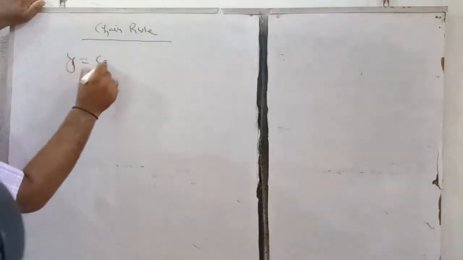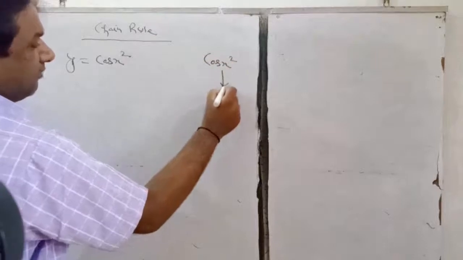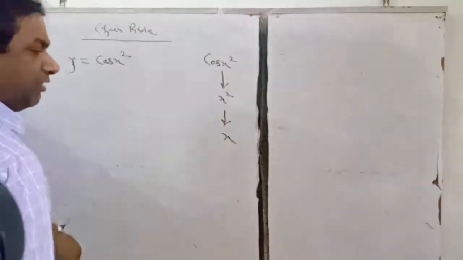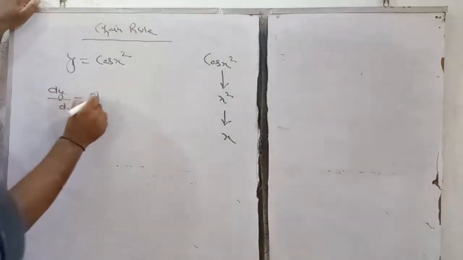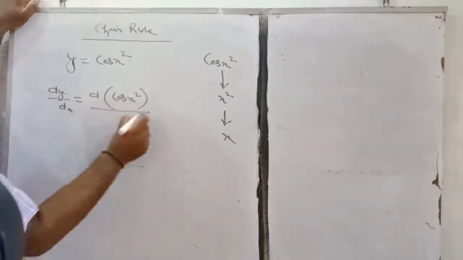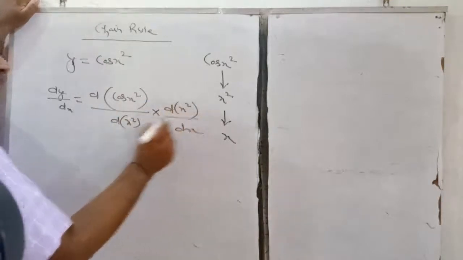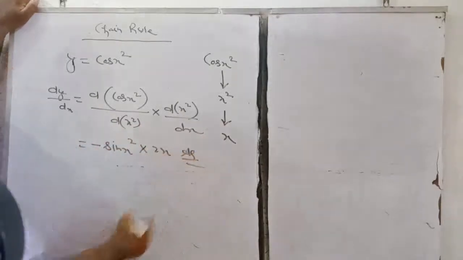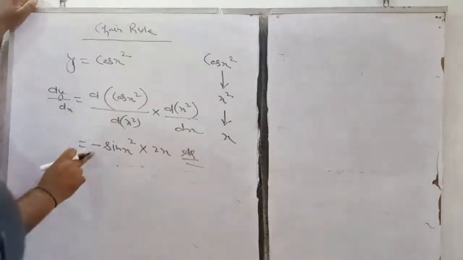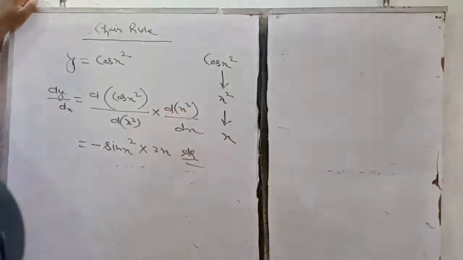we want to differentiate cos x square. What is happening here? Cos x square depends upon x square, which depends upon x. So how can you write here? dy by dx is equal to d of cos x square over d of x square, into d of x square upon dx, or minus sin x square into 2x. Answer. Because differentiation of cos is minus sin, and for differentiation of x square you can apply the formula n into x to the power n minus 1. So 2 into x to the power 2 minus 1, we are getting 2x.